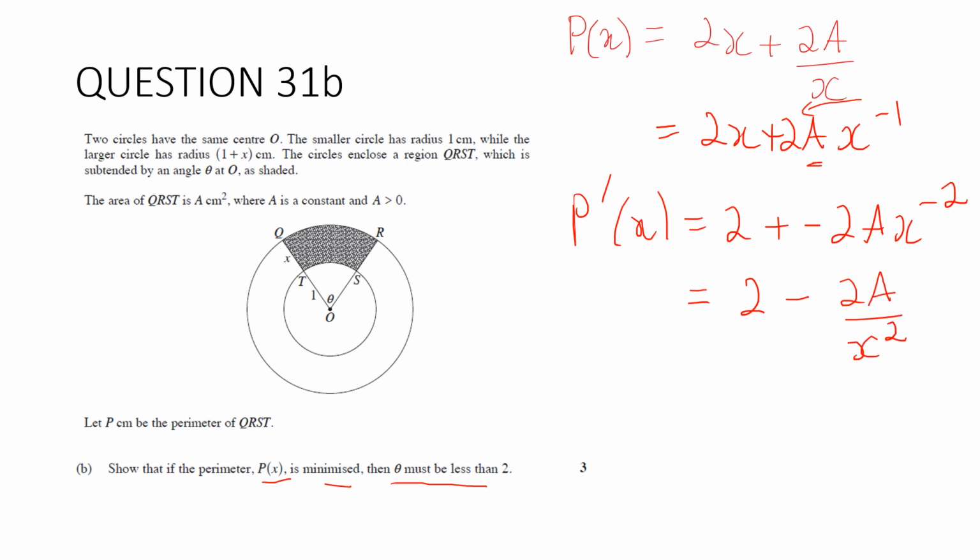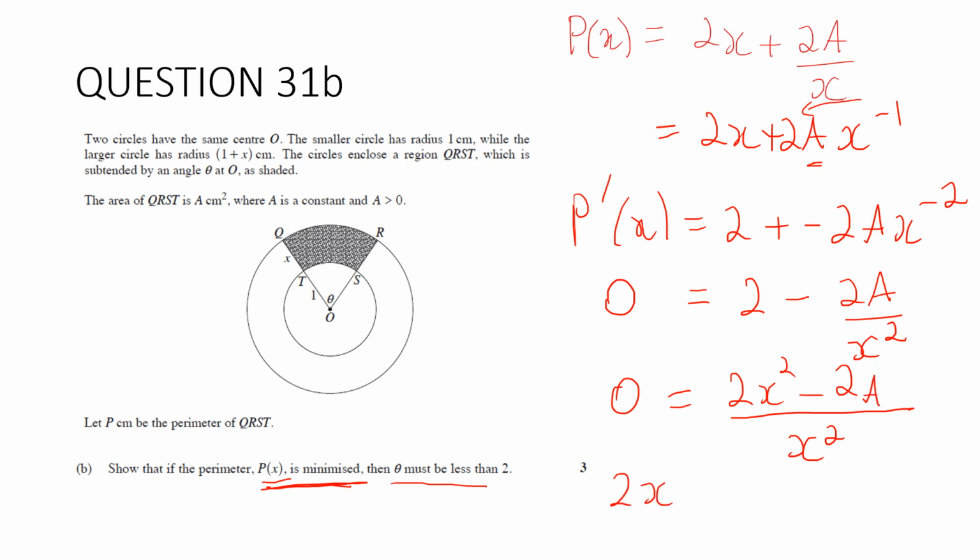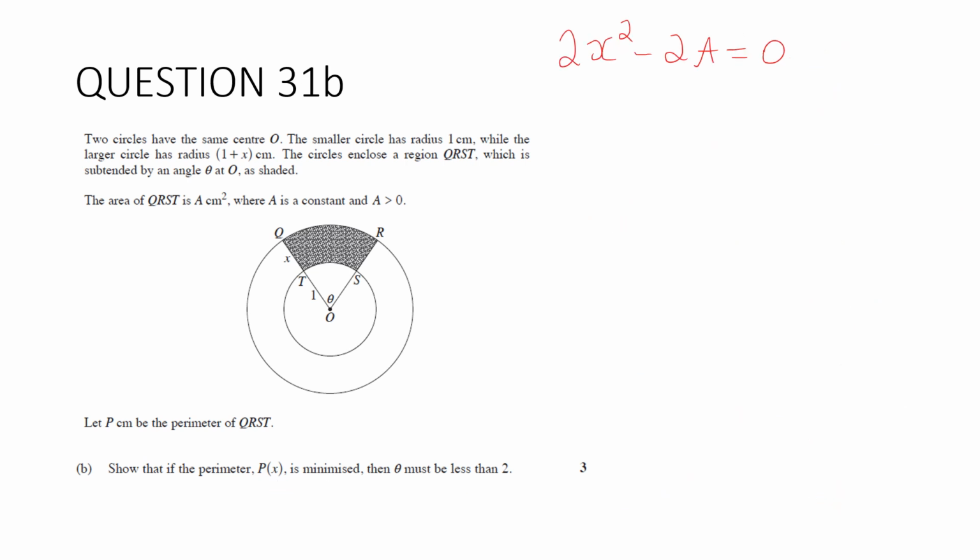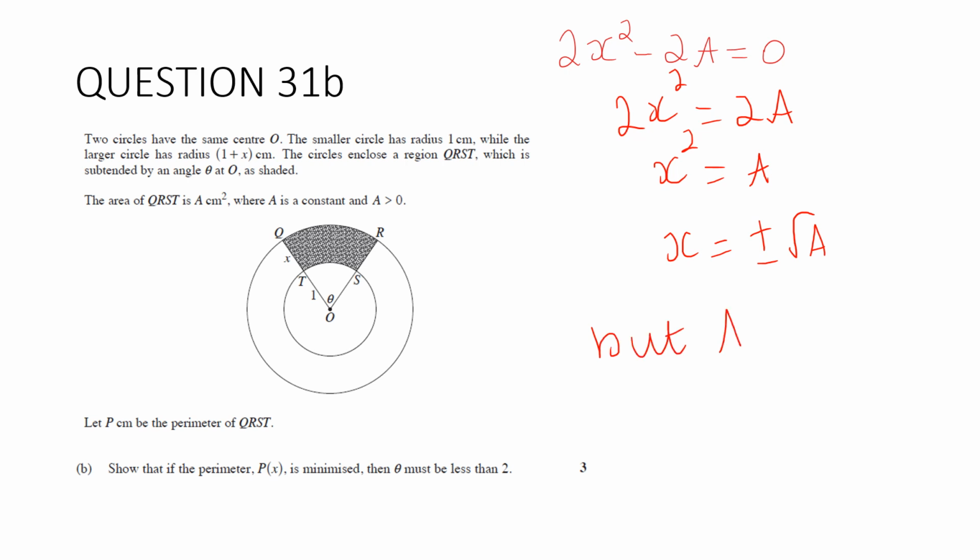Now we want to find when we have a minimum, so we're going to put this equal to 0. Let's just tidy that up a bit. We want a single fraction here, x squared on the denominator, 2x squared minus 2a. And so we are wanting to solve 2x squared minus 2a is equal to 0. And so we have 2x squared is equal to 2a. Divide both sides by 2, x squared is equal to a, x is equal to plus or minus root a, but x is positive. Therefore, x is equal to the square root of a.